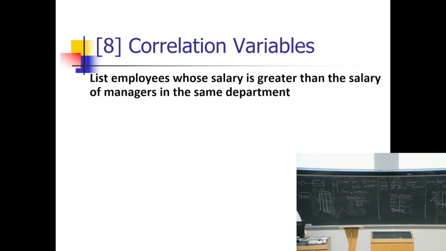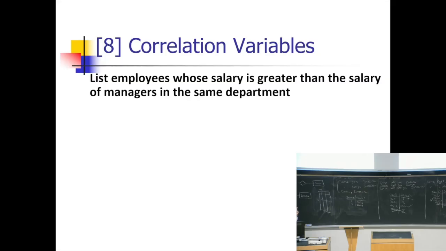One last thing, and then we're done. So this is about correlation variables. For example, you want to find employees whose salary is greater than the salary of managers in the same department. How can you do that? Let's think about this. Using the staff table that we have, we have employee name there, we have salary in the staff table. We also have job manager there. We have department information. So everything is in the staff table. Do we need to join? Use join?